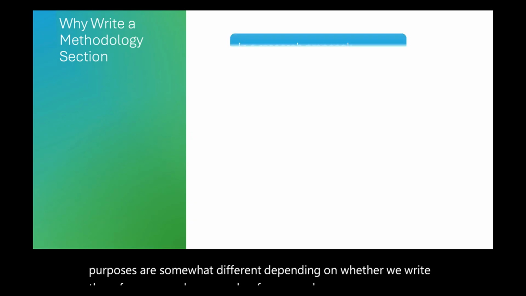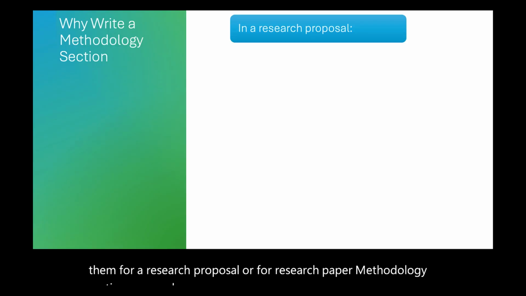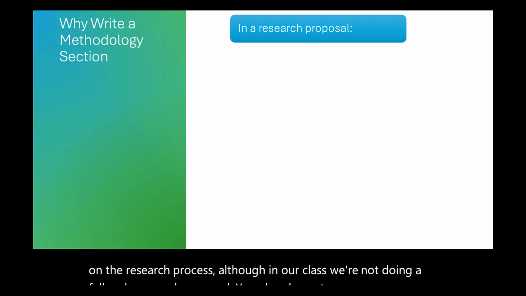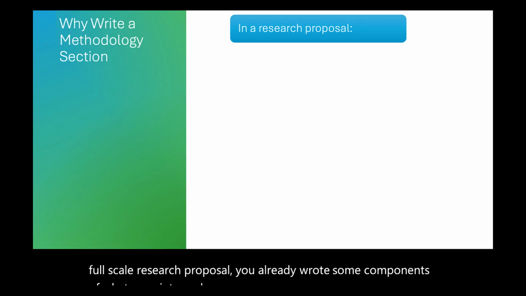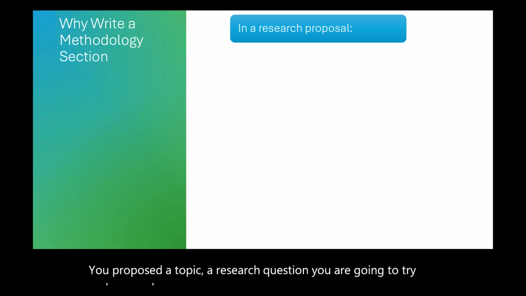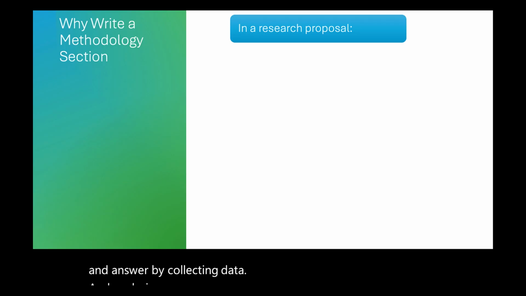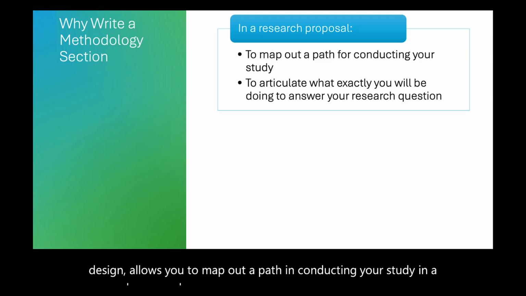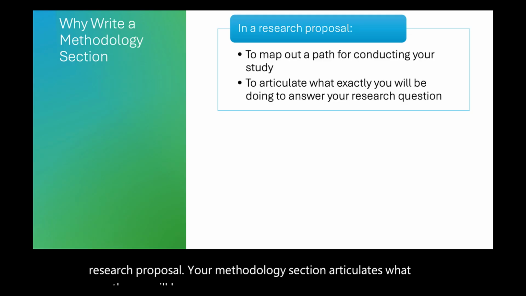Research proposals are typically written before we start on the research process. Although in our class we're not doing a full-scale research proposal, you already wrote some components of what goes into such a document. You proposed a topic and a research question you are going to try and answer by collecting data and analyzing it. A methodology section, also called research design, allows you to map out a path in conducting your study. In a research proposal, your methodology section articulates what exactly you will be doing to answer your research question.